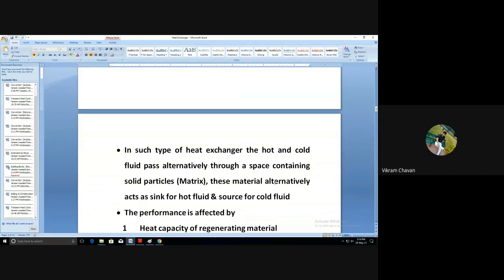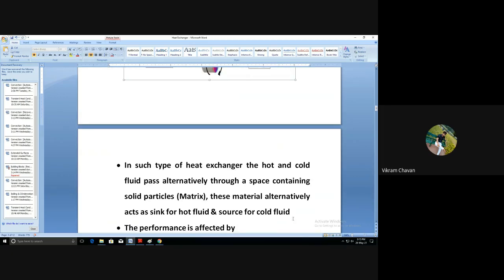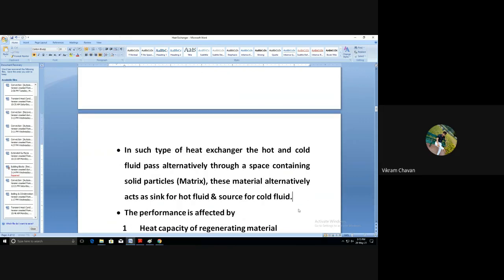These materials alternately act as a sink for hot fluid and a source for cold fluid. Okay, so I think you better know the difference between sink and source.